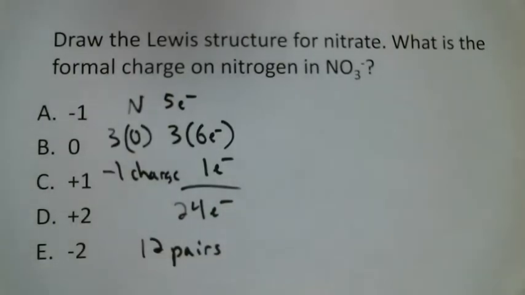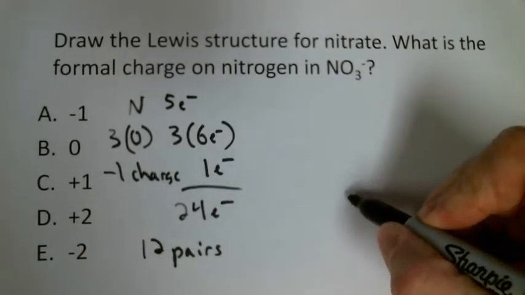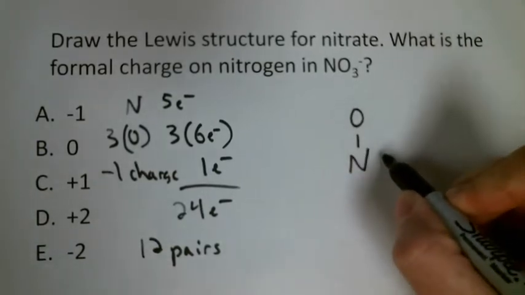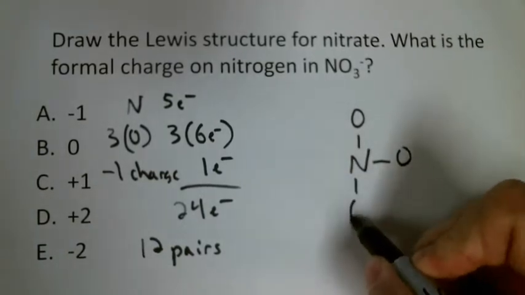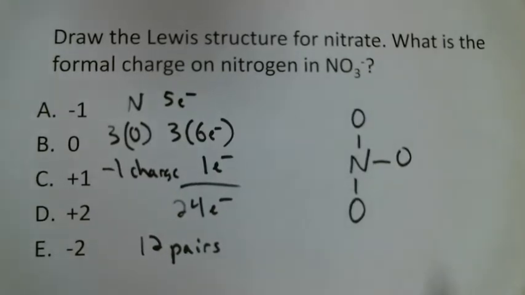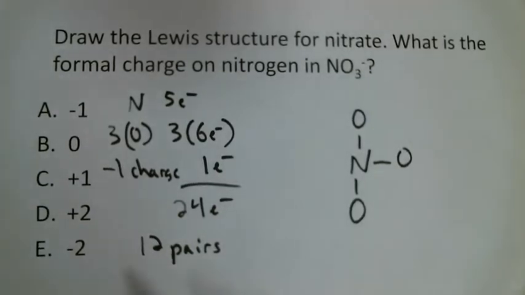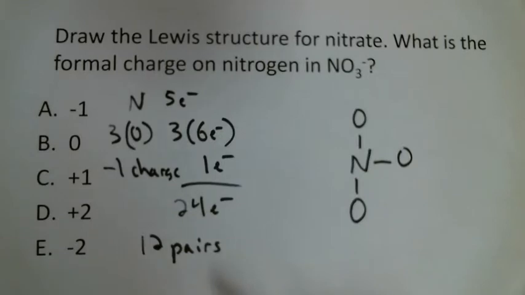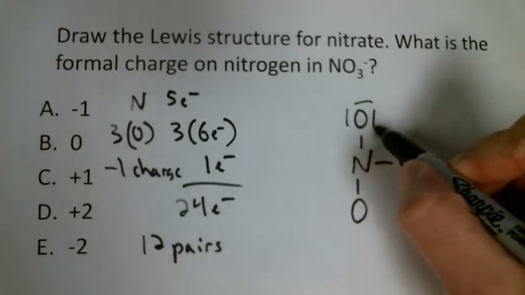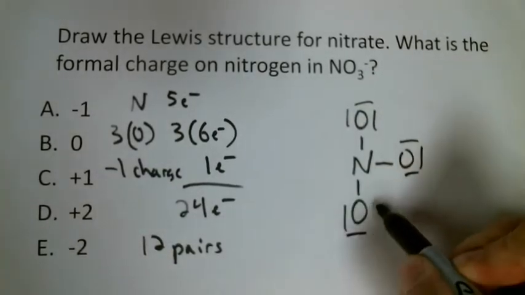Okay, so now drawing this, nitrogen's going to be in the middle, and oxygen we're going to connect with single bonds, right? Now let's just add in the rest of the pairs around the outside of this ion, okay? And we're trying to fill the octet rule, but I'm just going to add them in willy-nilly and then move them around. So 12 pairs, we've got 3, 4, 5, 6, 7, 8, 9, 10, 11, 12.